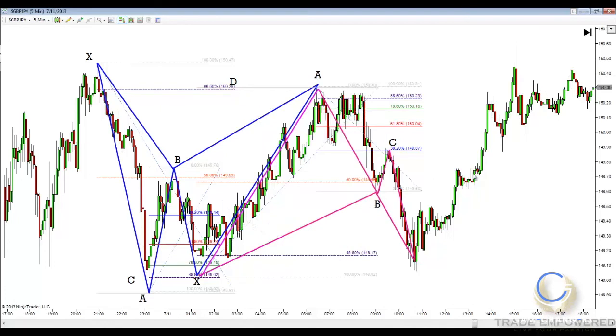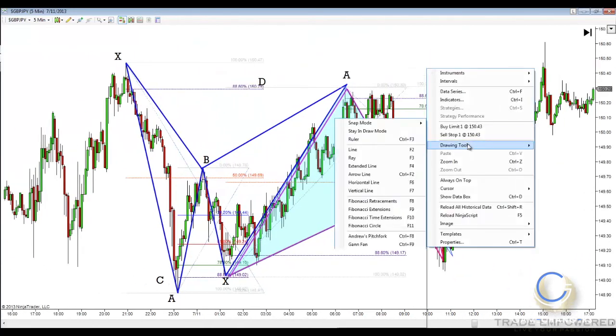another bat pattern completion. And again, if you can't see the new one, let's make it a little clearer for you. X to A to B right here, a very short B to C, but valid, and then a D completion as the market comes down to this 886. Back-to-back bat patterns here on pound yen, and you can see they were both 2 target winners. So let's talk about targets for a while, targets and stops.